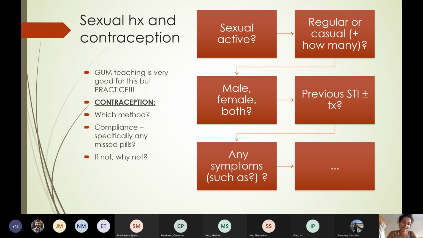This is how I used to do it. I used to ask, do they have sex right now? If they do, is it with one person or many people? Is that person male or female, or both? Have you ever had any STIs or treatments? Do you have any right now? And go from there.